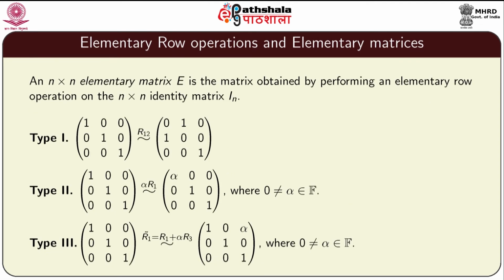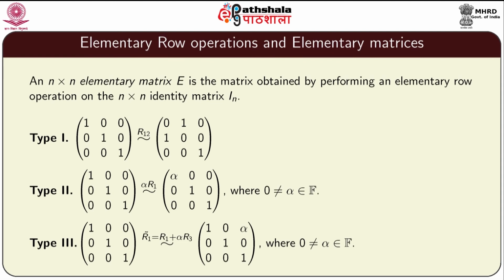An n cross n elementary matrix E is defined as the matrix which we obtain if we perform an elementary row operation on the n cross n identity matrix In. We saw three kinds of elementary row operations, and therefore there are three kinds of elementary matrices as well. Let us look at them.